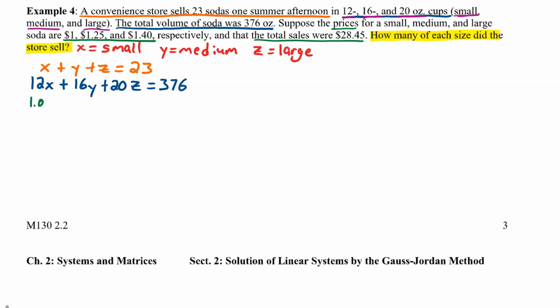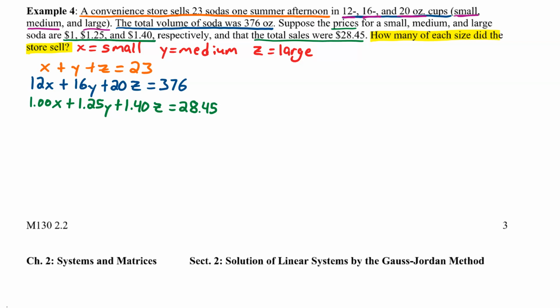So we have 1x plus 1.25y plus 1.40z equals 28.45. And so we said when we have a system that we want to put into a matrix, one of the first things we have to do is make sure that our system is set up in that proper order, where our constant is on one side, our variables are all on the other side of the equal sign, and they're all in that same order, in this case, X, Y, Z. So we've set up our system to be in that proper order.